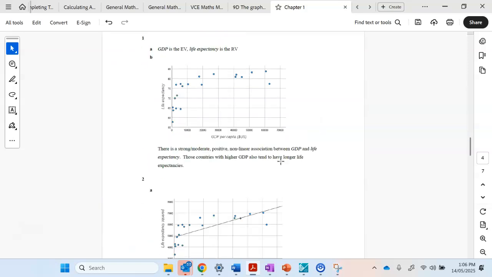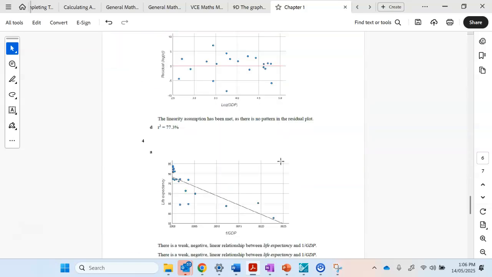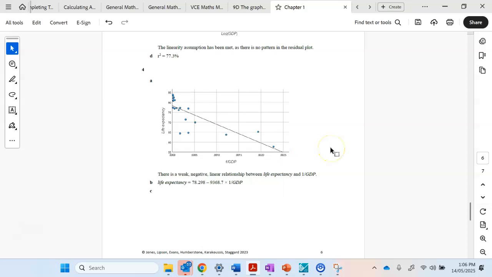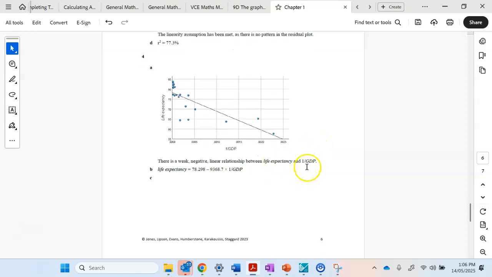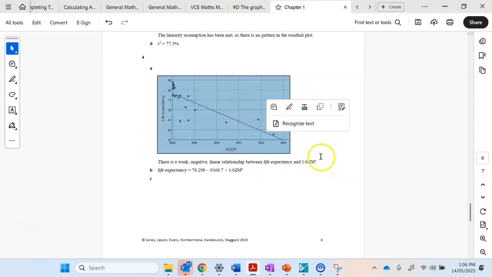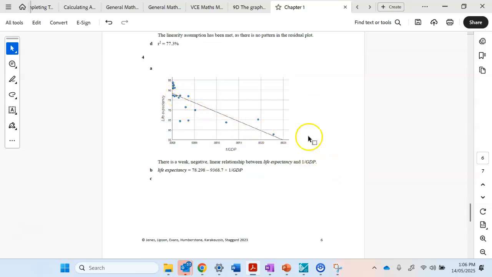All right, so the answers to question 4. So just going down. So here's our scatter plot for 1 over GDP. You can see that on our x-axis, and life expectancy on the y. There is a weak negative linear relationship. I don't know whether it's linear. It looks a bit bunched up there. All right, but it's calling it linear, between life expectancy and 1 over GDP. Whoops. I guess because it's not showing a curve.